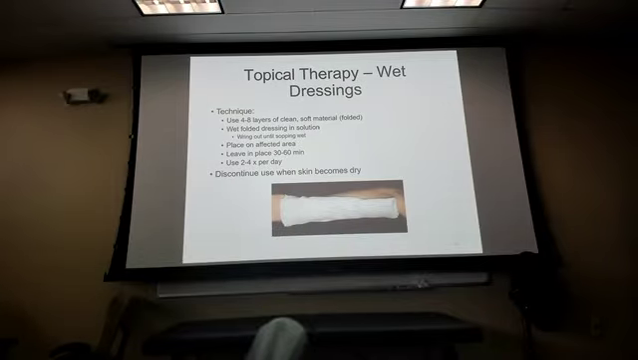How do we use those? We're wanting to use 4 to 8 layers of clean, soft material. So you've got that in the picture there. You will wet the folded dressings in solution. So you get them out and you wring them out of all of that excess. Place on the affected area, leave it there for 30 to 60 minutes, 2 to 4 times a day. Again, we're going to discontinue once it becomes dry because we're going to jump into those lotions and emollients.